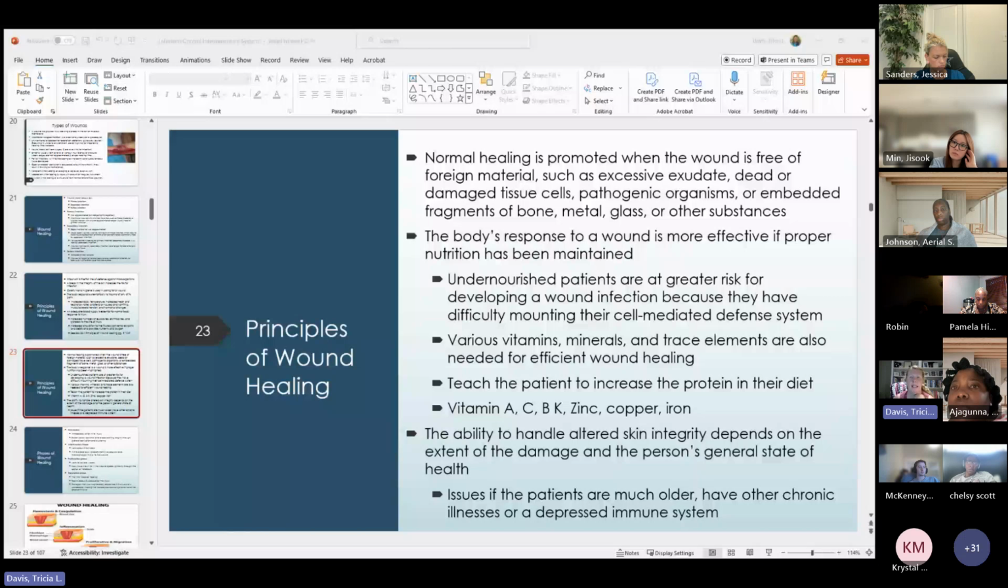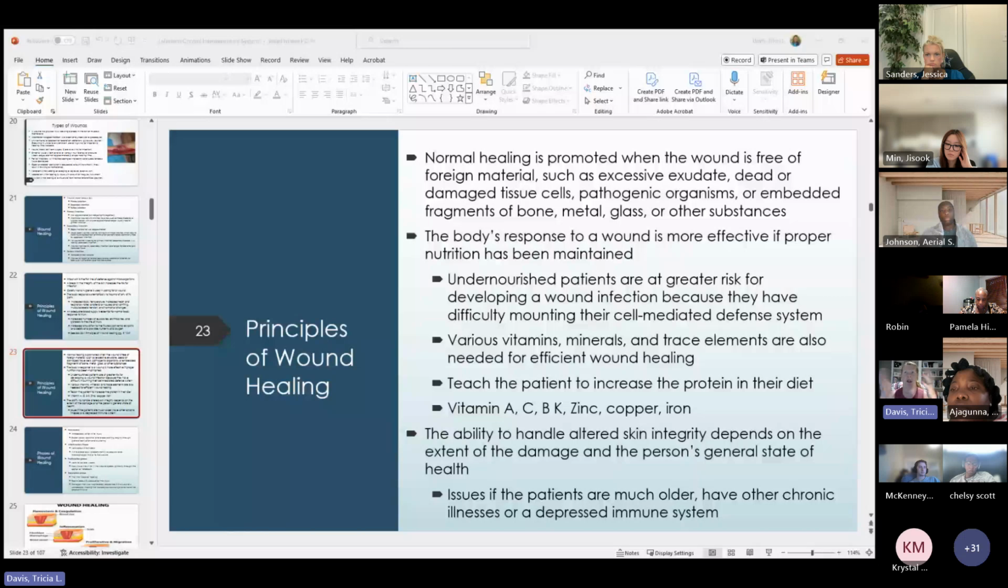Normal healing is promoted when the wound is free of any foreign material. What you'll see definitely in outpatient wound care, if anybody here loves wounds and wants to work in an outpatient center, is excessive drainage or exudate, purulent drainage, damaged tissues, any type of cells, any type of organisms that can be growing. People who follow up with outpatient wound care and go each week, when they come in and take off the dressing, the staff almost debride the wound every single week.